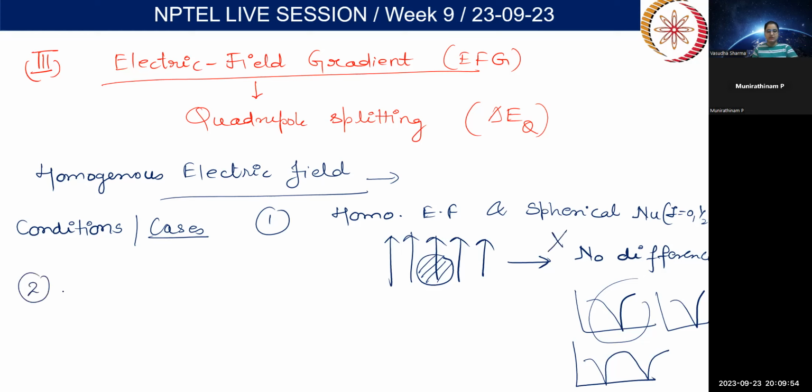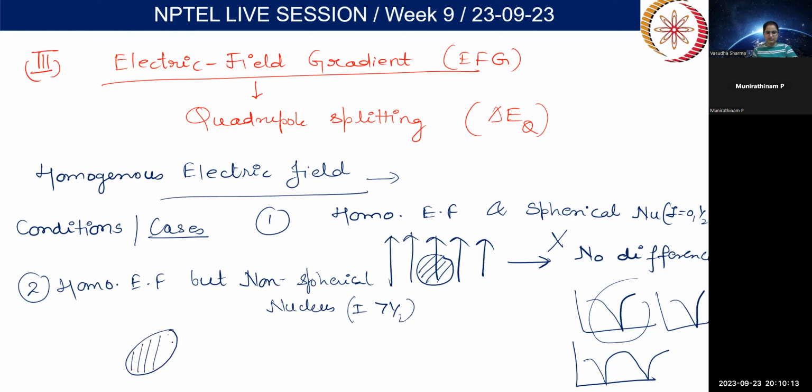The second case: if we have a homogeneous field but a non-spherical nucleus, that means I is greater than half. So if I have a non-spherical nucleus like this, and I still have the electric field homogeneous, here also we are not going to see any difference. Even if my nucleus does not have a symmetric distribution, the field is homogeneous, so it is not going to have any effect on the nucleus. It would be the same for everything.